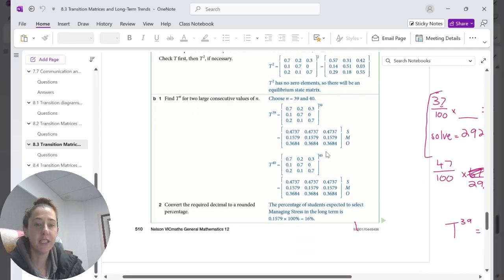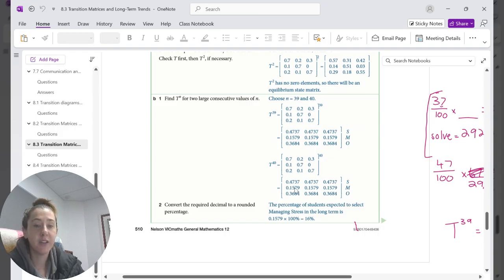So when we do that, can you see that our values in that transition matrix, once we've raised it to the 2 consecutive powers, are almost identical, okay, if not identical. So when we come down here, we're going to convert the required decimal to a percentage. We're looking at managing stress in the long term. What percentage of students are expected to select managing stress in the long term? So they're saying it's 0.1579. Where does that value come from? That is the same value that runs across here. They are all the same.